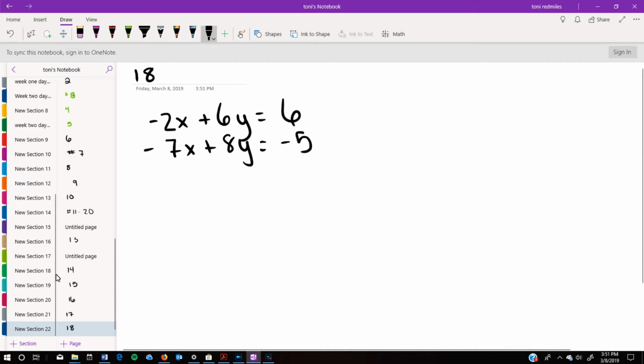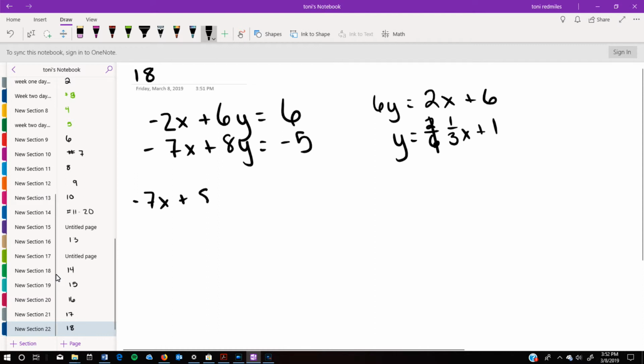All right, so let's go ahead and do substitution on this one. I'm going to go ahead and rearrange the top one. It's not going to be pretty, but it'll do. The elimination's not exactly going to be pretty on this one either. Okay, so everywhere I see a y in the second one, I need to put this.